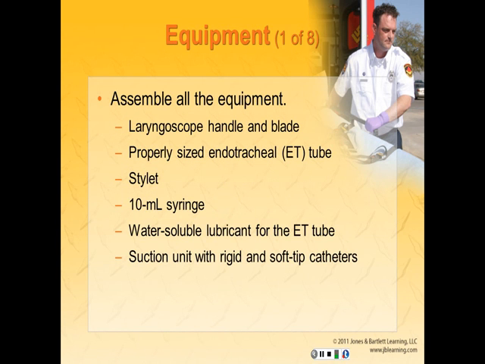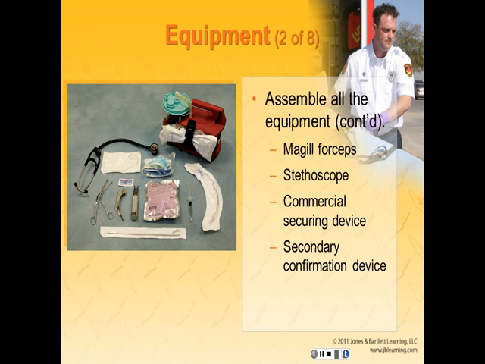Before an orotracheal intubation attempt begins, it is vitally important to assemble all the equipment that you will need: the laryngoscope handle and blade, a properly sized ET tube, and a stylet, as well as a 10 milliliter syringe and water-soluble lubricant for the tube. You also need a suction unit with rigid and soft-tip catheters, as well as McGill forceps, a stethoscope, a commercial tube securing device, and a secondary confirmation device. You see all of these components here.